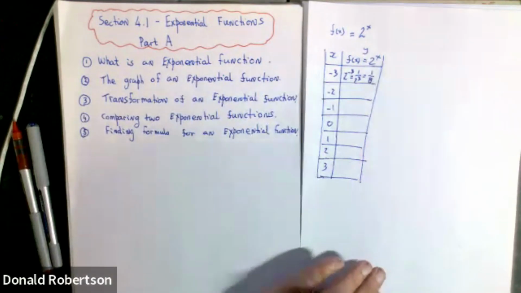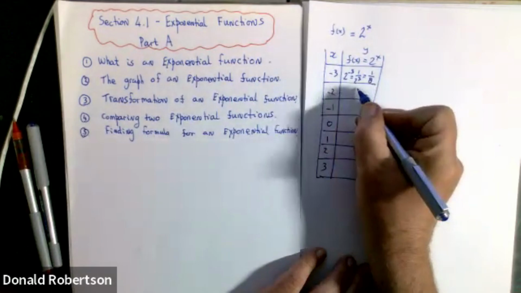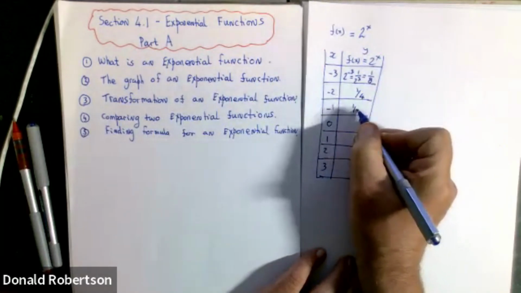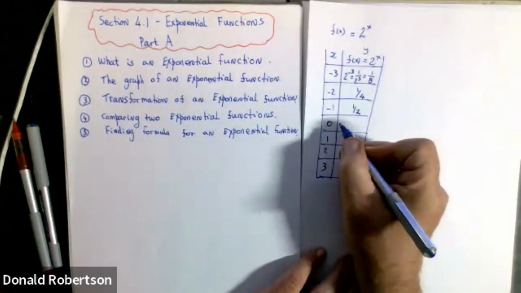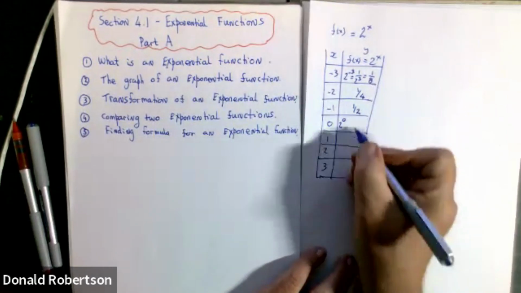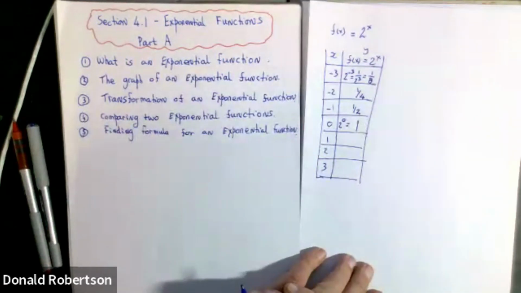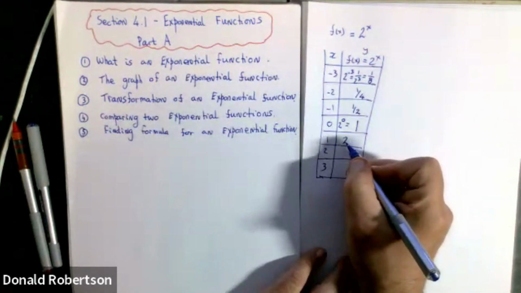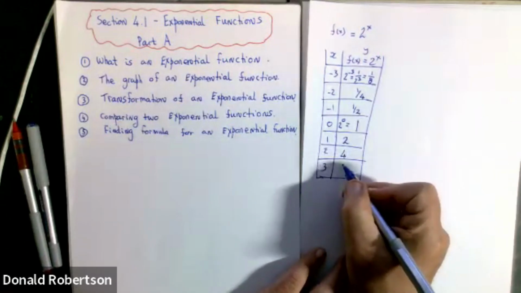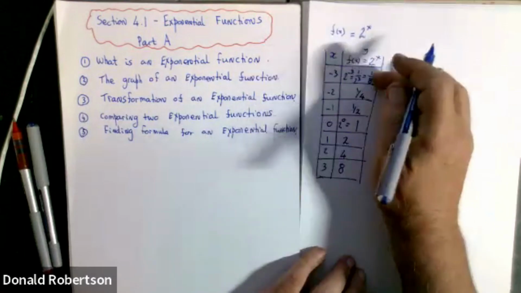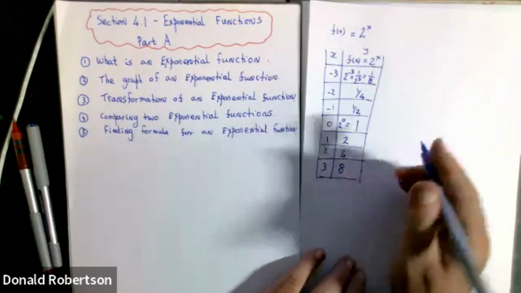So this is 1/8. If you do this one, you can trust me and check it, you get a quarter. This one, you get a half. Then you get this guy, 2 to the power of 0. And hopefully you remember that one. It's 1. Then 2, then 2 squared, then 2 cubed. And for these x's, these are the corresponding y coordinates.